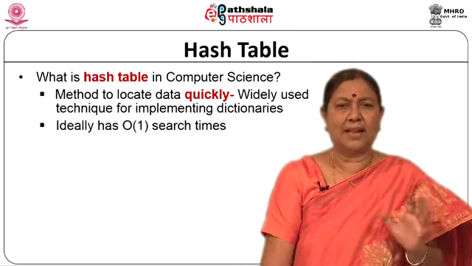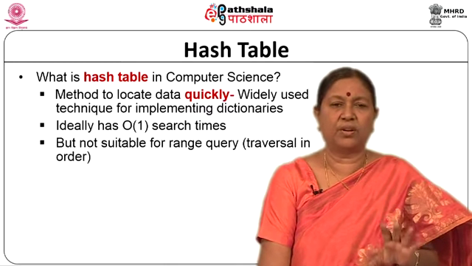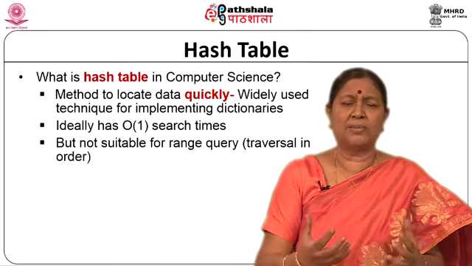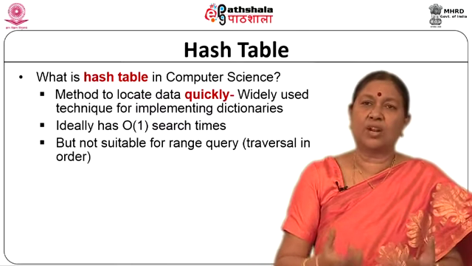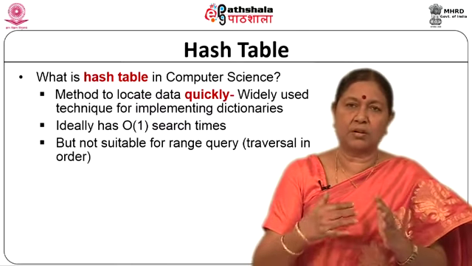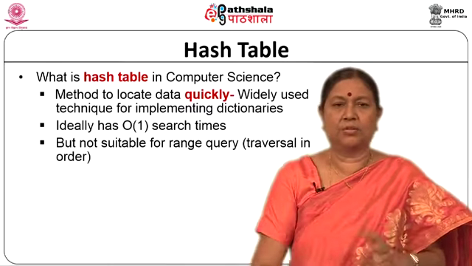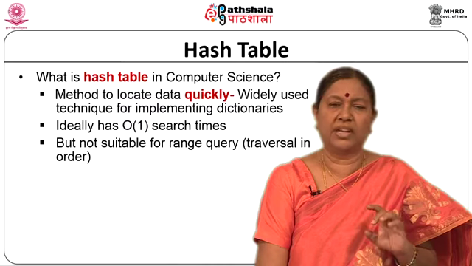So, ideally, as we already told, we want the search time to be of the order of 1, but it is not that a hash table is a solution for everything. It is not suitable for range queries, because you are not sure that all the elements will be stored contiguously. So, that way it is not suitable for range queries.